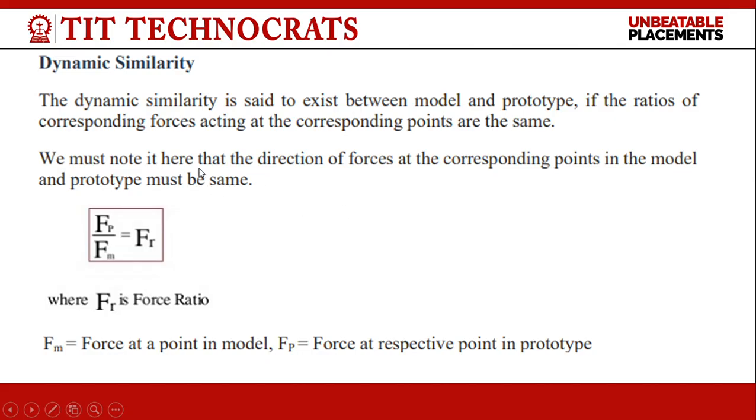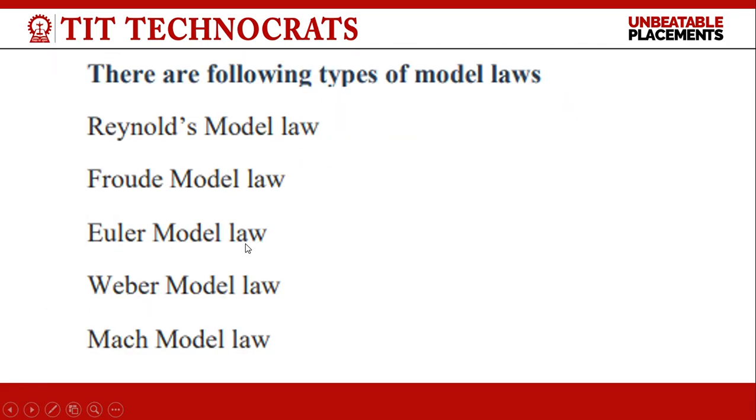We must note that the direction of force at the corresponding point in the model and prototype should also be the same, because force is a vector quantity. So based on this, we can derive 5 types of model law. And in this video, we are taking only Reynolds model law and its example.